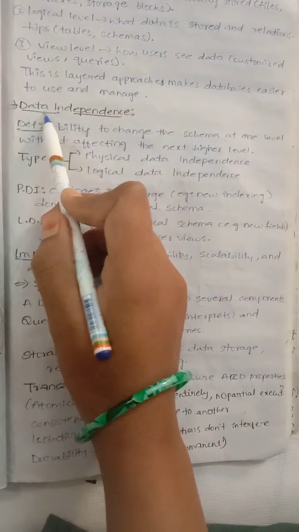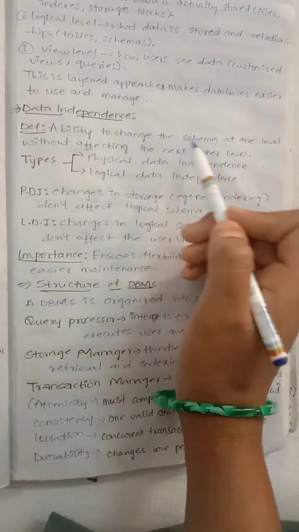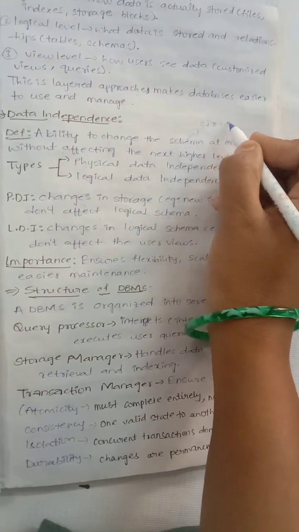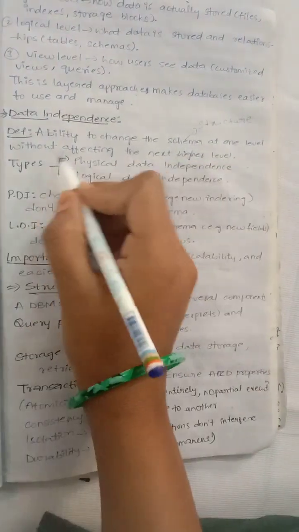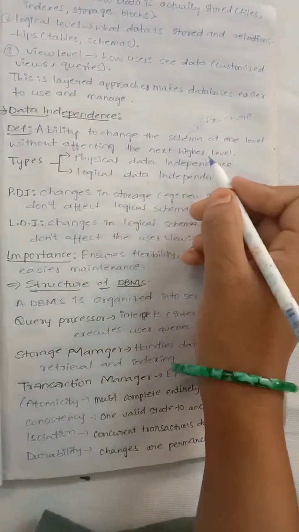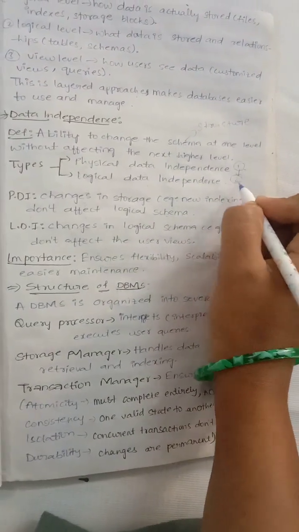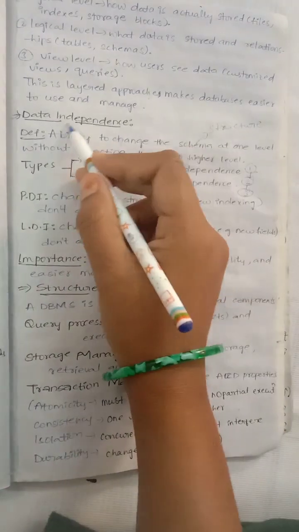Another concept is data independence. This is the ability to change the schema. Schema is nothing but structure. Changing the structure of one level without affecting the next level: first level without affecting the second level, second level without affecting the third level. This is the process of data independence.